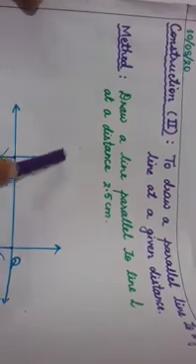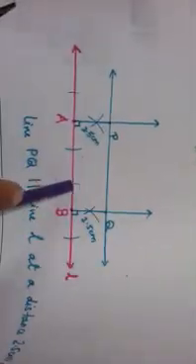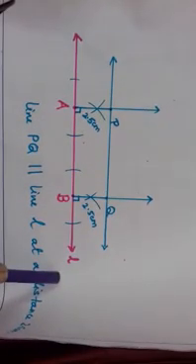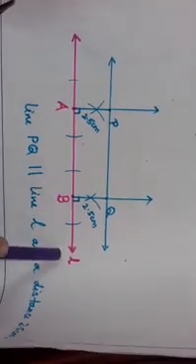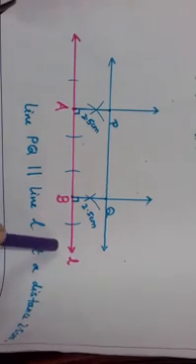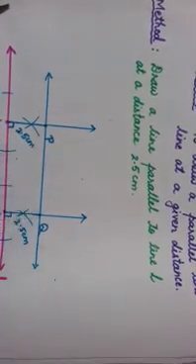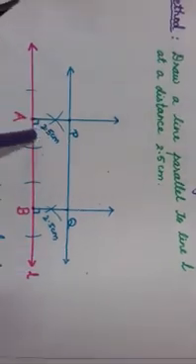Students, in the first video we have seen construction 1 and construction 2. Construction 2 we have almost finished. In that construction, we have drawn one line L and we have to draw another line which will be parallel to this line L. The question in the example says: draw a line parallel to line L at a distance of 2.5 centimeter. So we have to draw a parallel line at a distance of 2.5 centimeter from the original line.